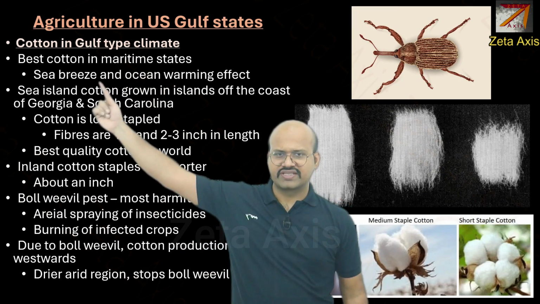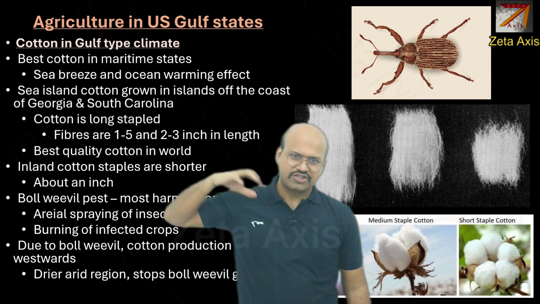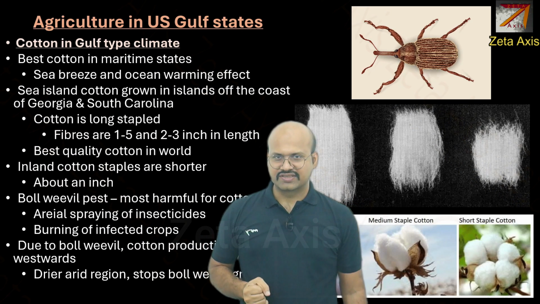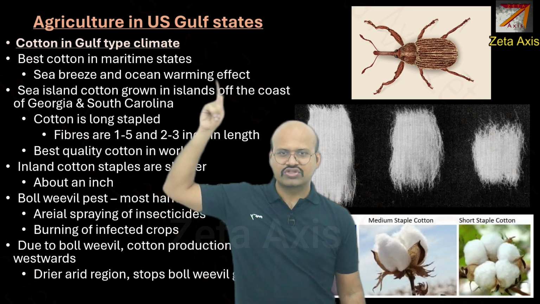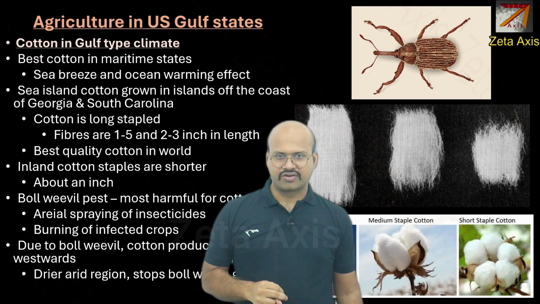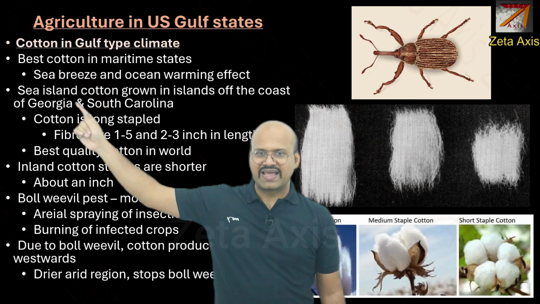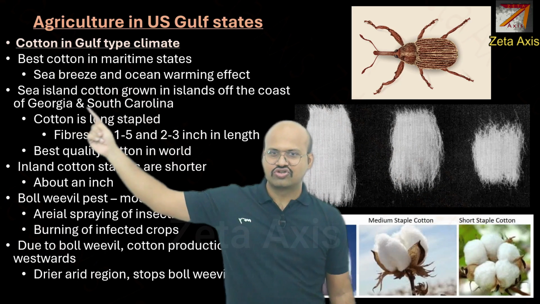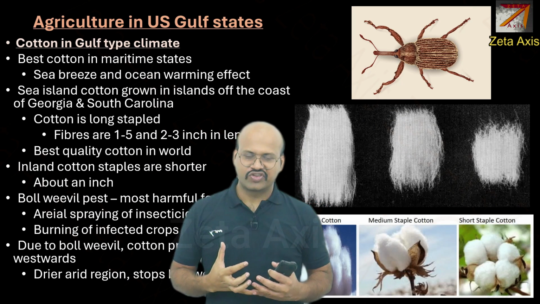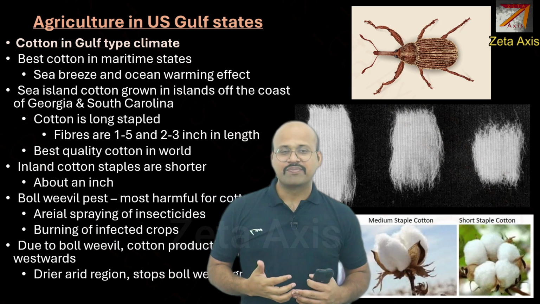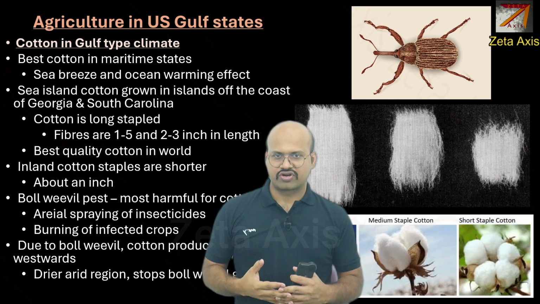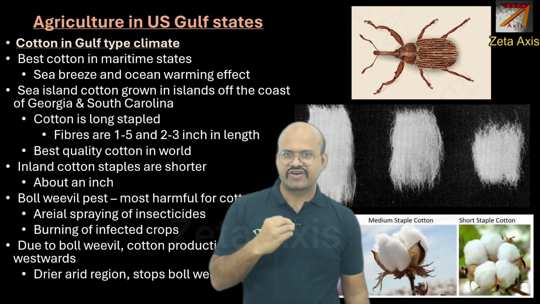Now the best cotton is in the maritime states. So as you are closer to the ocean, you will see that the cotton produce increases because the sea breeze and ocean warming effect have a good effect on the produce of this cotton. Sea island cotton is grown in the islands off the coast of Georgia and South Carolina. There are certain islands which are surrounded by the ocean, and because of this, the temperature is appropriate for cotton. So here you will see the best variety of cotton.